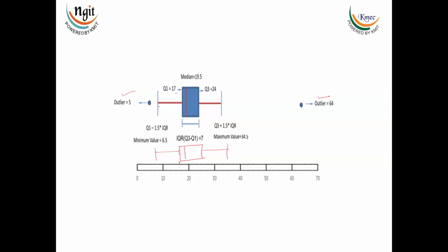And the numbers falling between these two, here and here, we can call them whiskers. That's why this box plot, we also call it the whisker plot. I hope you understood how to draw a box plot.